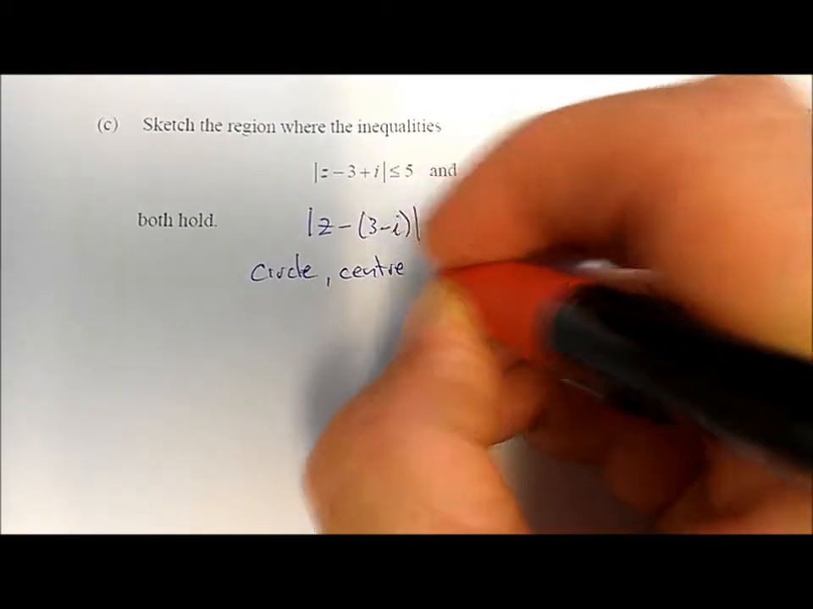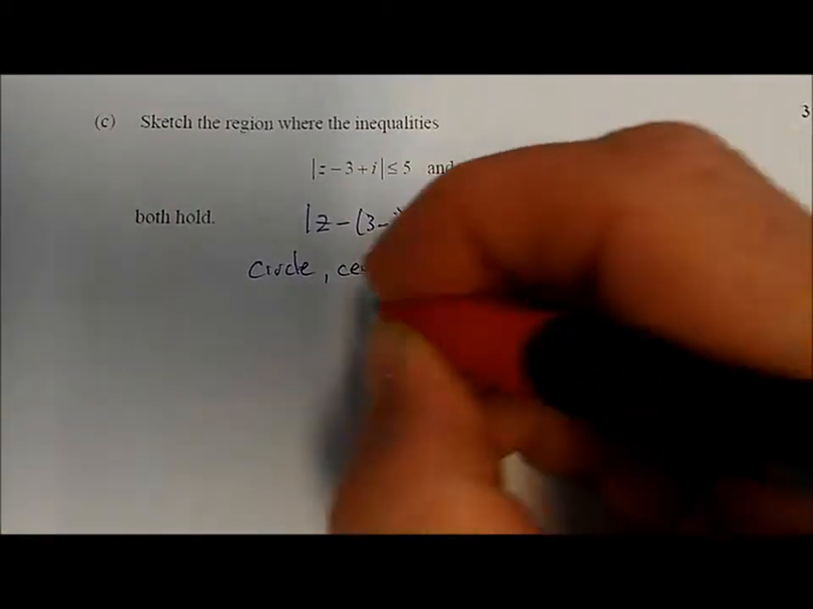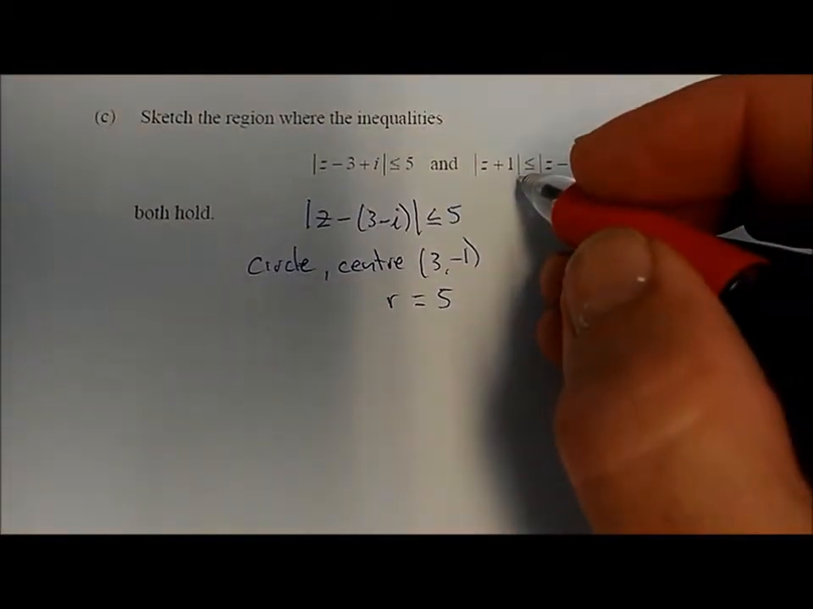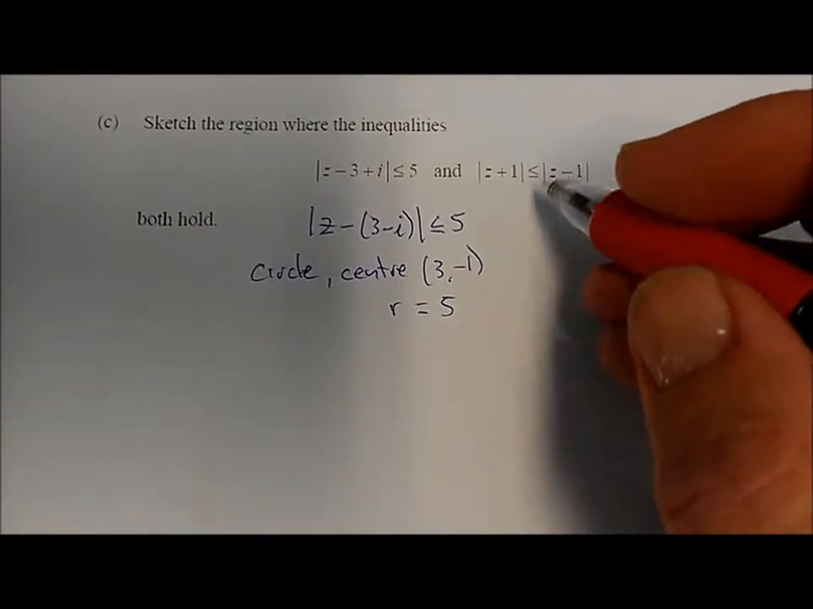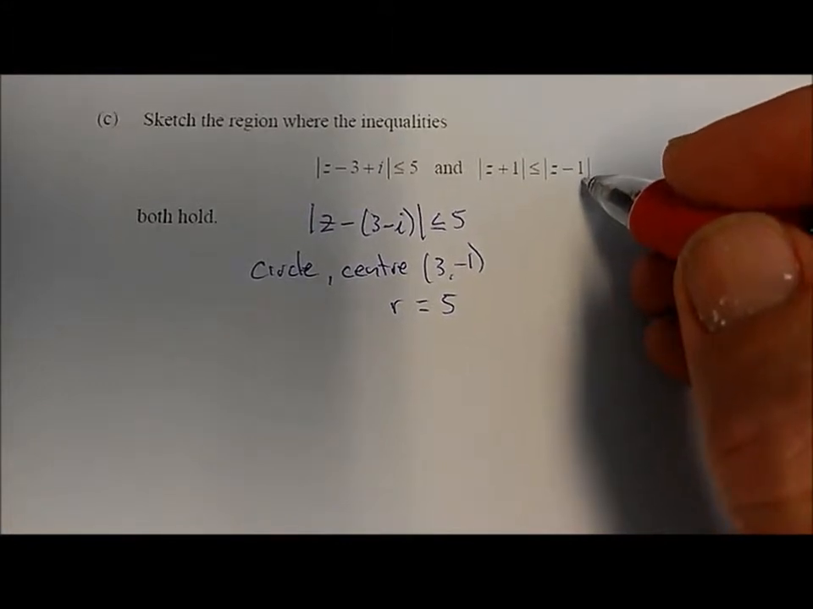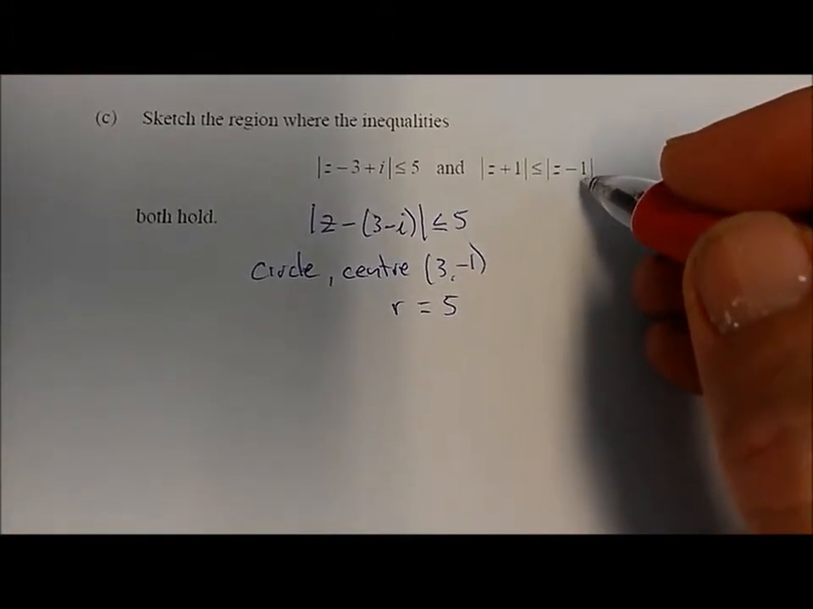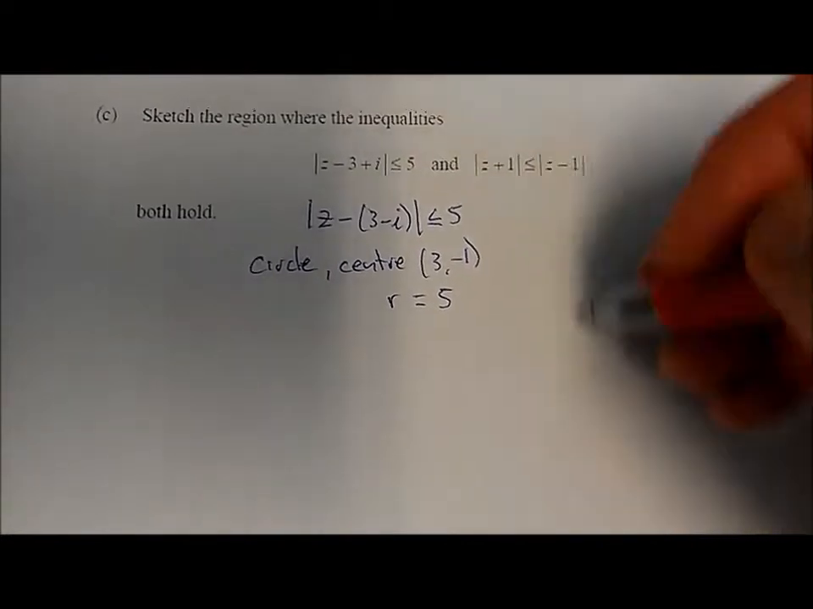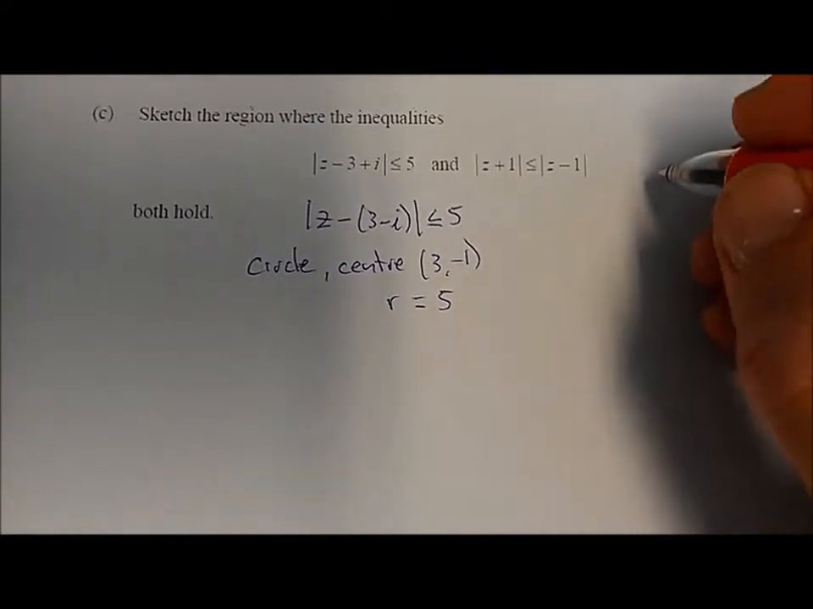The centre is 3, negative 1, and the radius is equal to 5. This one here is saying the distance away from 1 and the distance away from negative 1 must be the same. That would have to imply that it's got something to do with the y-axis. So let's have a quick look at it in algebraic form.